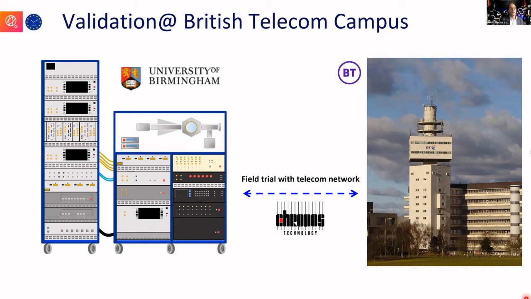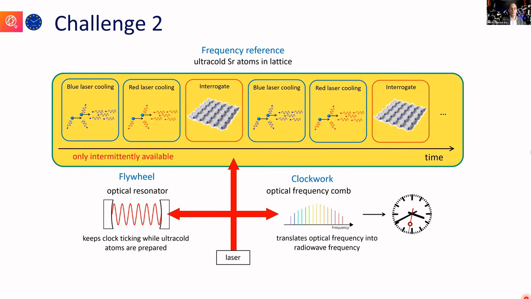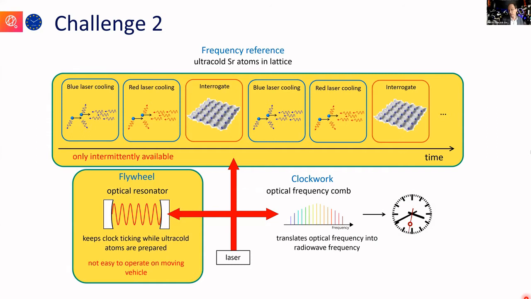And the second goal we have is to simplify the operation scheme of clocks, yes? So we don't want atoms only intermittently available. We want to have them available all the time. We don't want this ultra-stable resonator, which is really difficult to operate on a moving vehicle. And this all can be achieved by not operating the clock in this passive mode, where you prepare atoms and then send a laser beam onto them and interrogate the atoms.